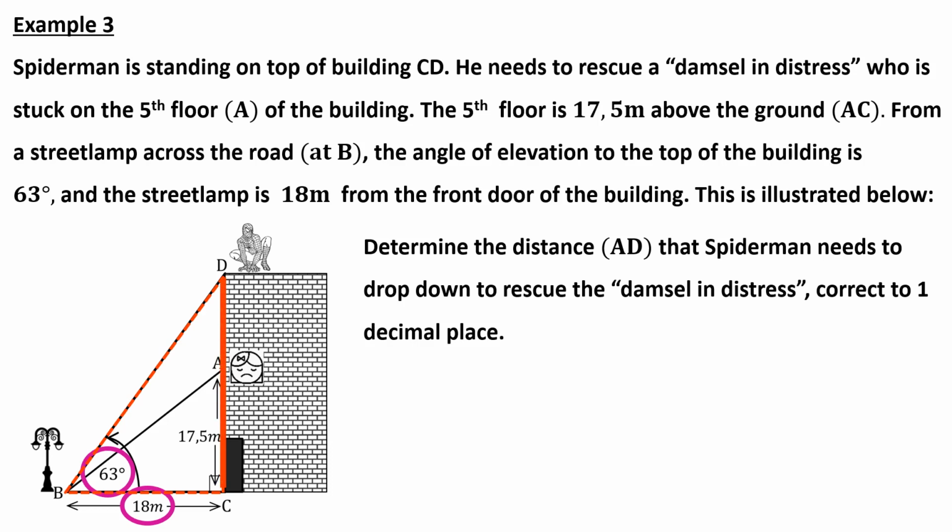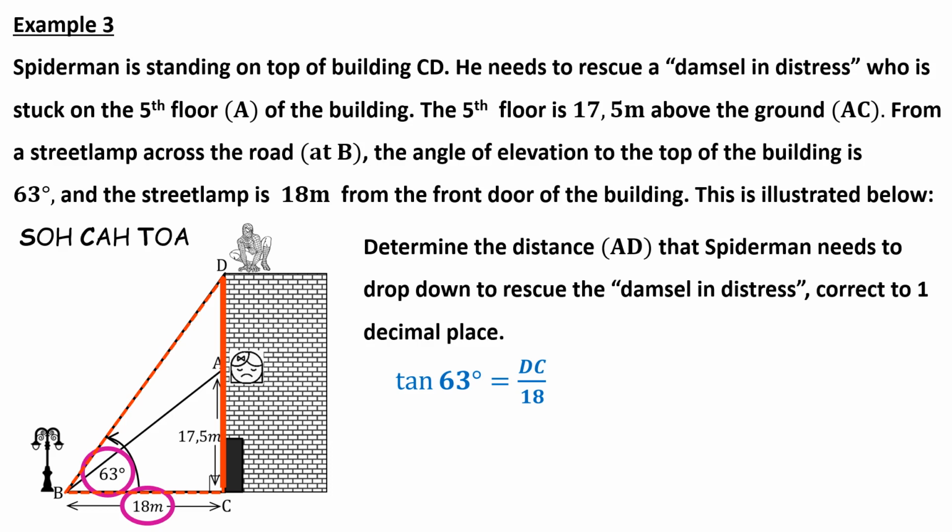So we're going to use that red triangle and decide we want the opposite side. We've got the adjacent side when we look at 63 degrees. So we've got opposite and adjacent, so we should be using tan. So the tan of 63 degrees is going to be the opposite side, which is the whole side, DC, over the adjacent side, which is 18.